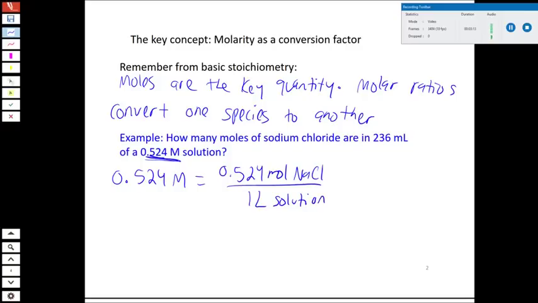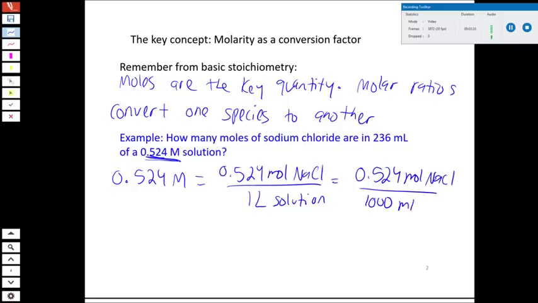And then a helpful shortcut that I will use a lot, so I don't want you to be confused when I start doing it, is to realize that 1 liter is equal to 1,000 milliliters. That we should know already too. And so we can rewrite this ratio also as 0.524 moles of NaCl per 1,000 milliliters of solution.